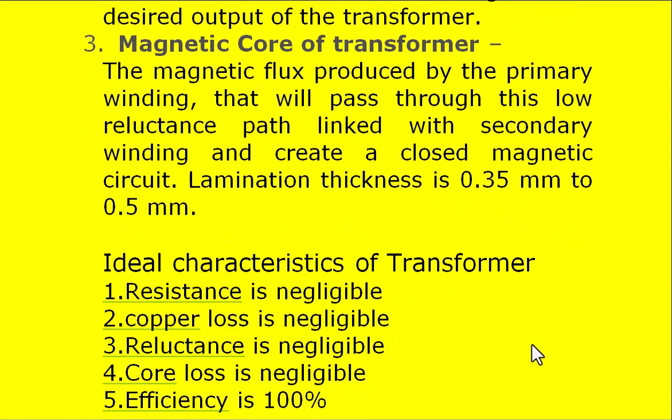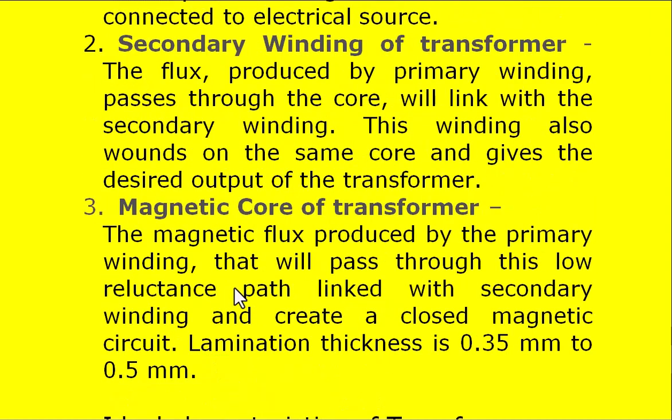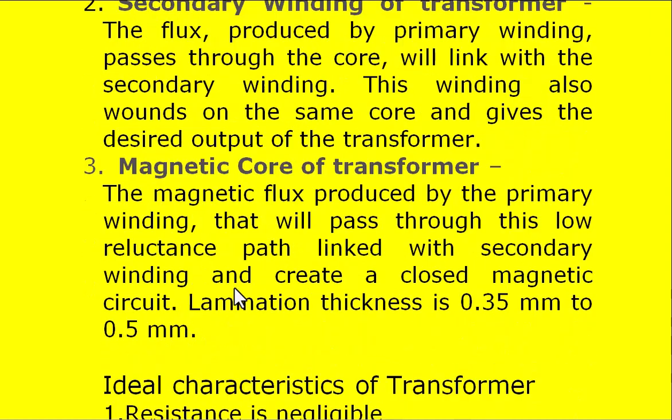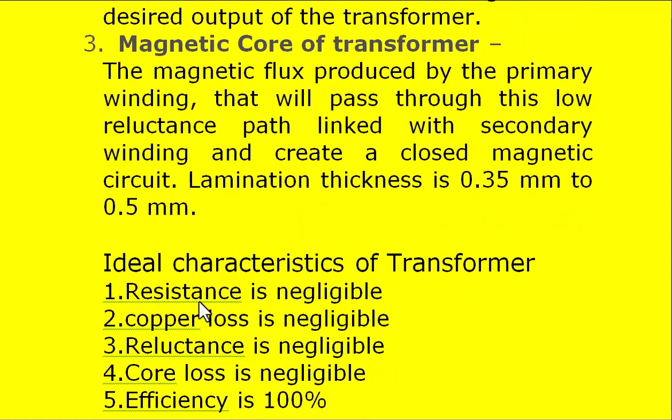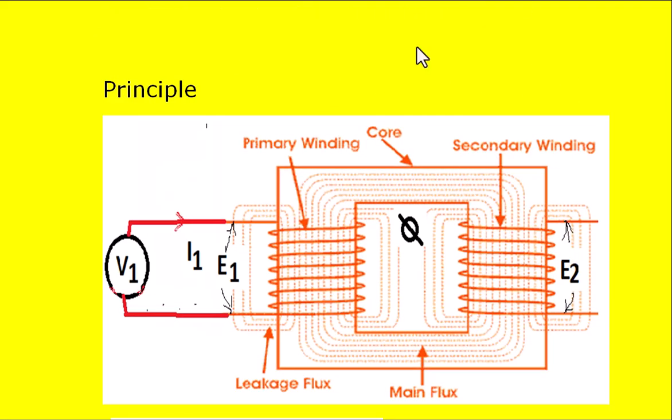And coming to the ideal characteristics of the transformer, we can get these characteristics by looking at the construction of the transformer, that is electrical circuit and magnetic circuit. That is, resistance should be negligible and copper loss is negligible, reluctance is negligible, core loss is negligible. When these four conditions are satisfied, then automatically the efficiency of the transformer rises to 100%.